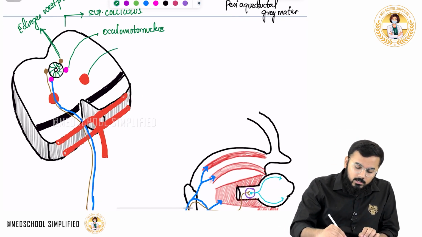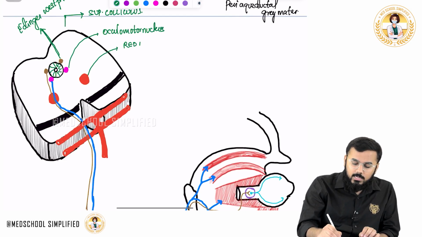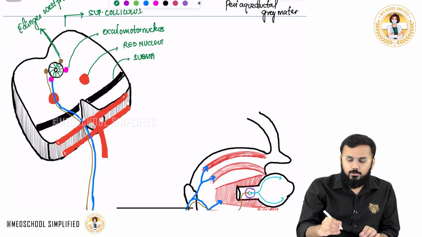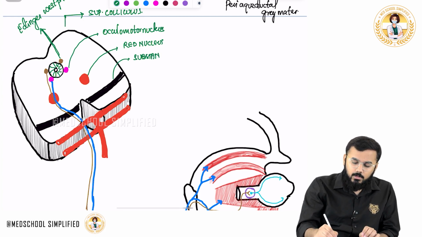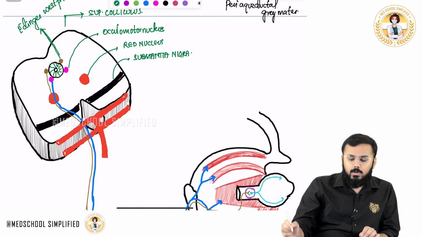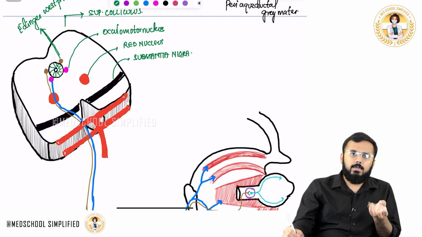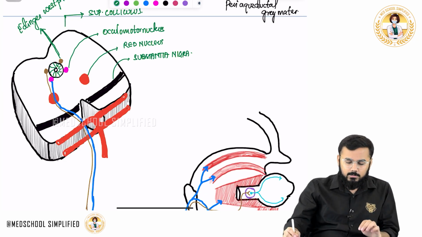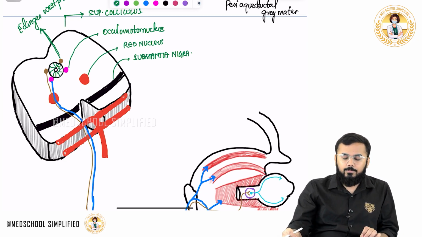And down here you have this red nucleus, or nucleus ruber. After the red nucleus, this one is your substantia nigra. You have dopaminergic neurons over here. All of you know that if these dopaminergic neurons are damaged, this would end up in Parkinsonism.